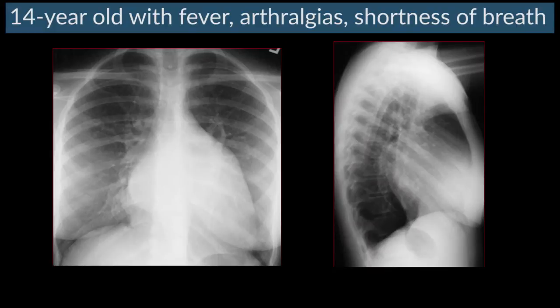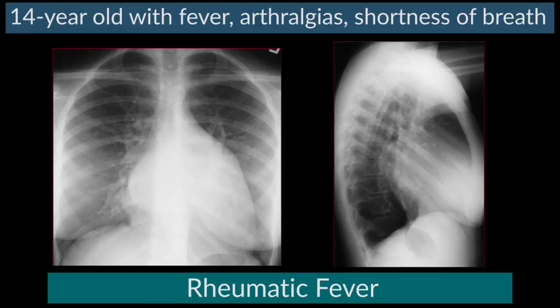Here is another child with a large heart, a 14-year-old who presents with fever, arthralgias, and shortness of breath, who has rheumatic fever. In this child with mitral valve disease, we can see enlargement of the right atrium with enlargement of the right atrial appendage as well, and displacement of the posterior heart border behind the trachea, which is a good sign of left atrial enlargement.